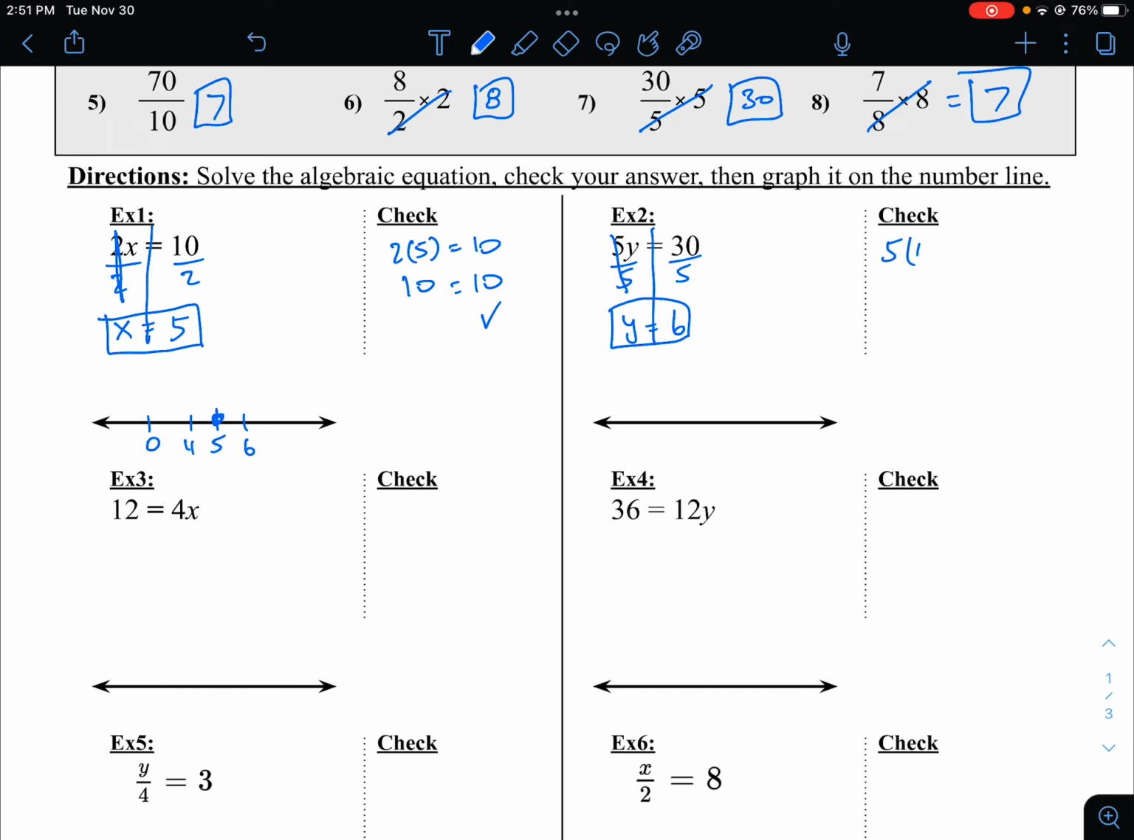5 times 6 equals 30. Is that true? It is. This checks out. So to graph that, we have 0, and the number is 6 right there. It's just a dot on 6.